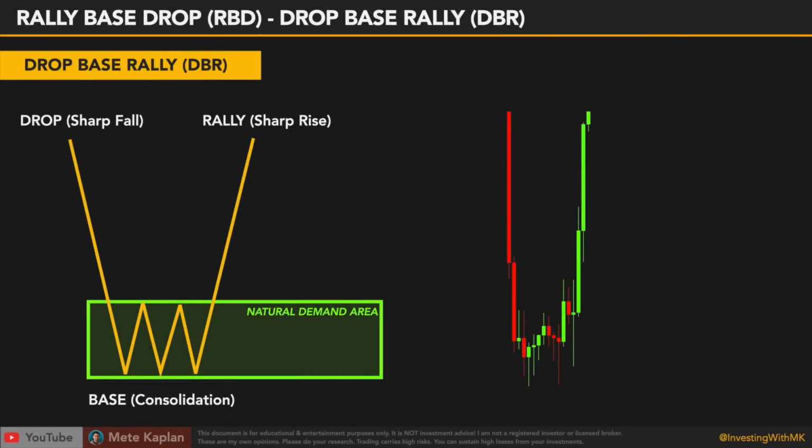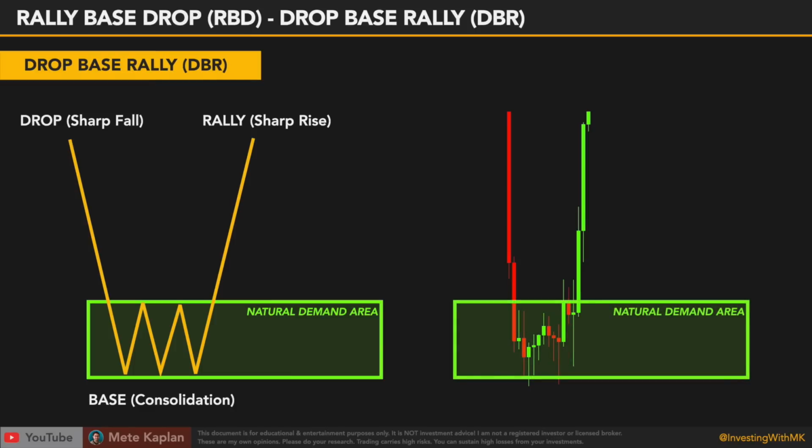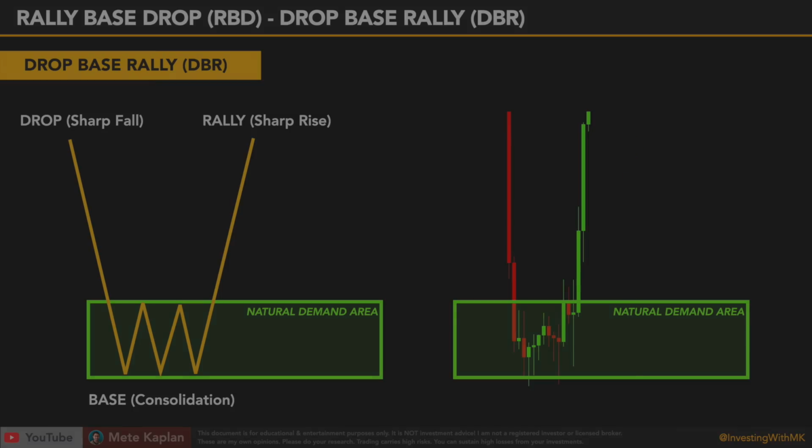Let's see this example. Very simple. Strong drop. The consolidation phase is our base, our demand zone. Strong rally. Nothing too complicated. If you open charts, you'll see many of these structures around.